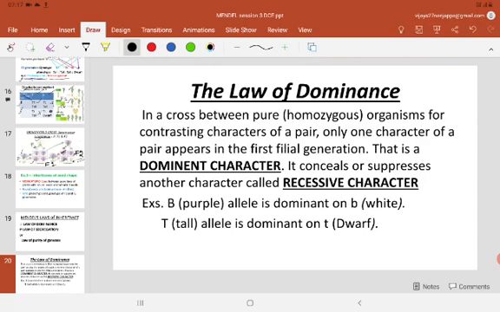So in this case, capital T is dominant, that is the tall allele is dominant over the dwarf allele small t. And in relation to purple and white flower, capital B or capital P, either of the alphabets we can use. The capital B purple allele is dominant over the small allele, that is small b, which stands for white flower.